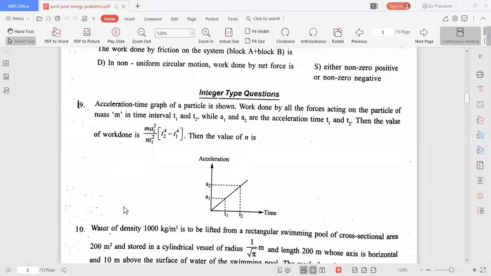Acceleration time graph. We are given an acceleration time graph. It is a straight line passing through origin. At a time t1, acceleration of the body is a1. At a time t2, acceleration of the body is a2. These are given. Work done by all the forces acting on the particle of mass m in time interval from t1 to t2, while a1, a2 are the accelerations at a time t1, t2, then the value of work done is.